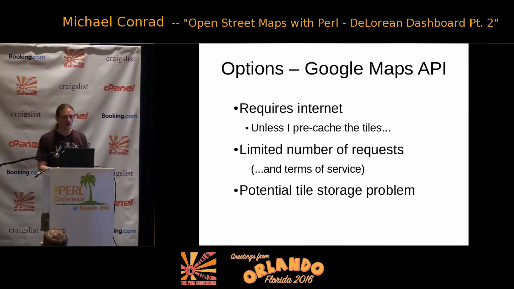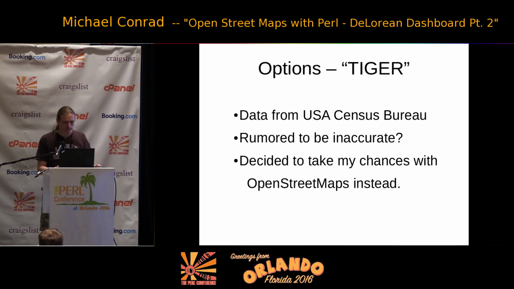So then there's the Google Maps API, which requires an internet connection, unless I pre-cache all the tiles. But I looked into it, and the API gives you a limited number of requests per month. They don't let you just fetch their entire database through their API. And there's still probably a storage problem because they give you a lot of data.